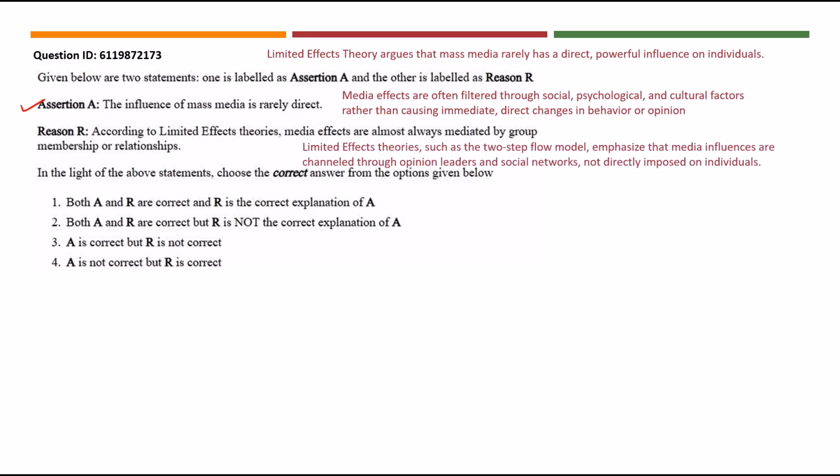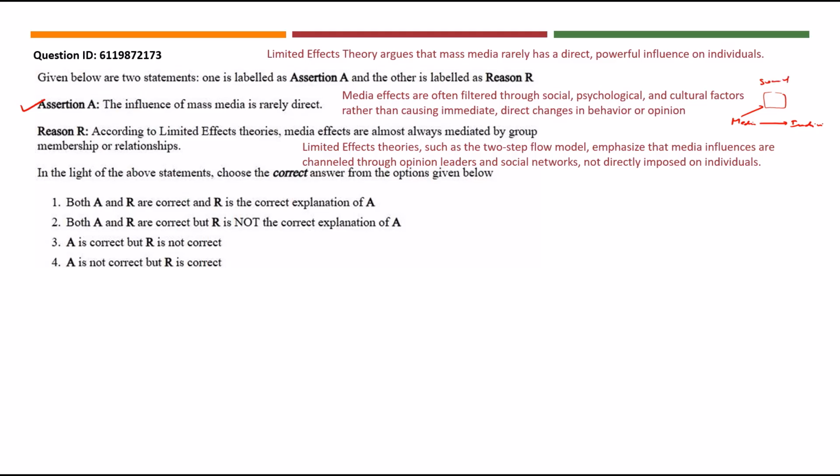Limited effects theory such as the two-step flow model emphasizes that media influences are channeled through opinion leaders and social networks, not directly imposed on individuals. So here the statement says media effects are almost always mediated by group membership or relationship, meaning either somebody should say that particular practice is fine or it should be accepted in your social network only, in that two-step model. Two-step model means, so this is media. When it is directly influencing an individual, that will be called direct influence. But when there is media, there is an intermediary role here.